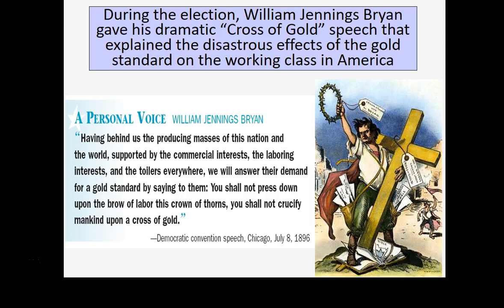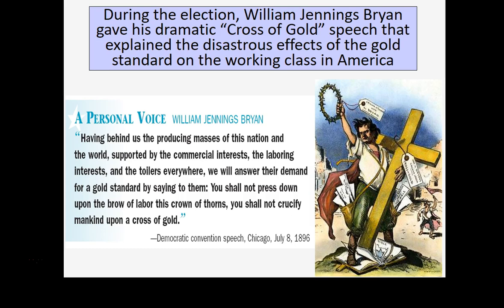Having behind us the producing masses of this nation and the world, supported by the commercial interests, the laboring interests, and the toilers everywhere, we will answer their demand for a gold standard by saying to them, "You shall not press down upon the brow of labor this crown of thorns. You shall not crucify mankind upon a cross of gold."